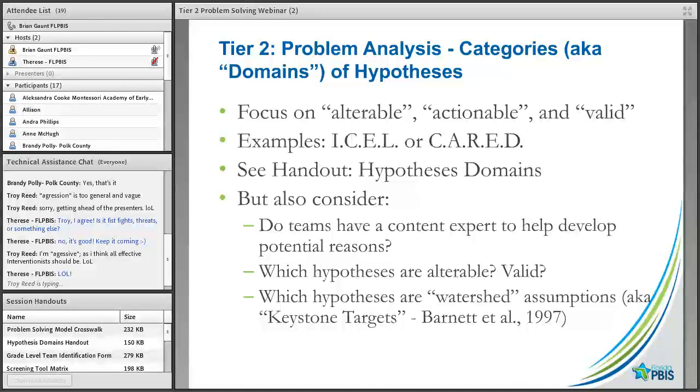Again, I've talked about the alterable and the valid. We'll get into more of that in a minute. But this idea of a watershed variable, or what's also in the literature called a keystone target, this is also something too that in this step you can start to consider. If we find that there are a lot of valid reasons why a particular student is not performing well in school, again, pick an academic or behavior case that you're familiar with, and we're saying there's really not one reason for that.